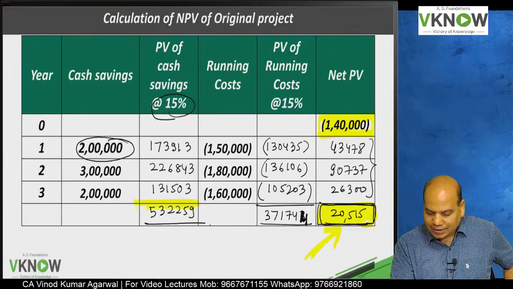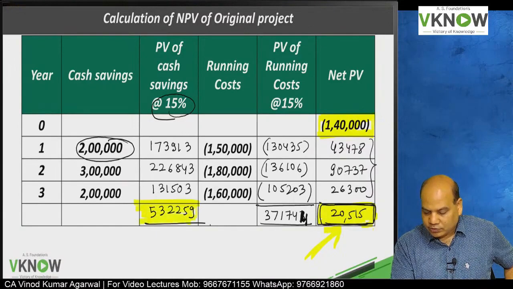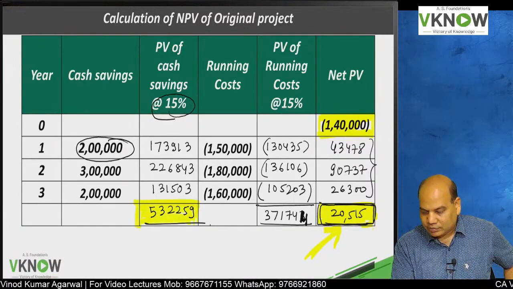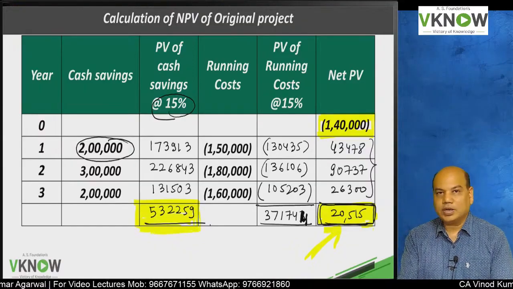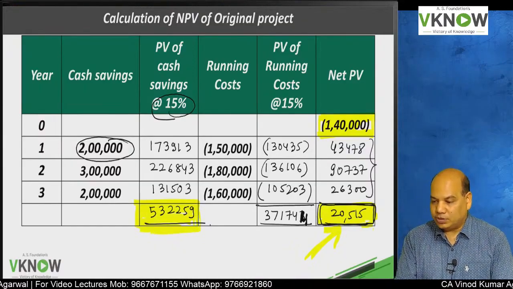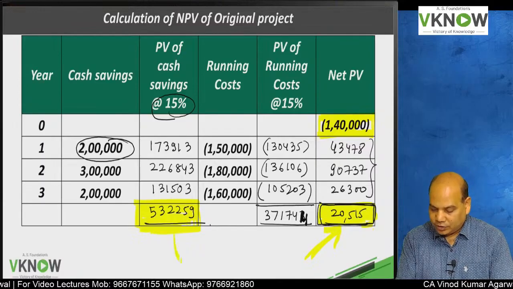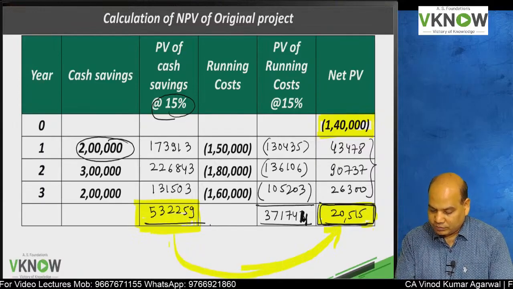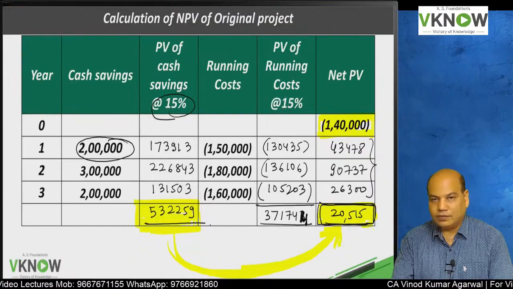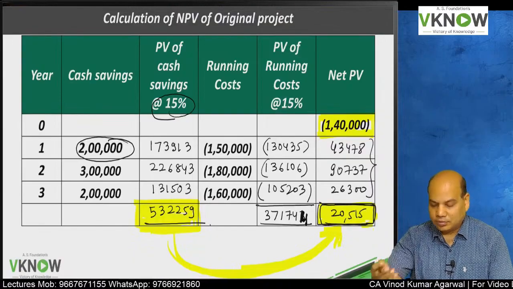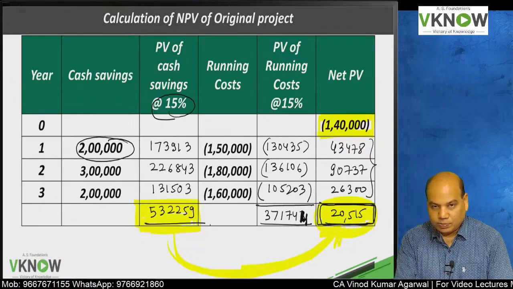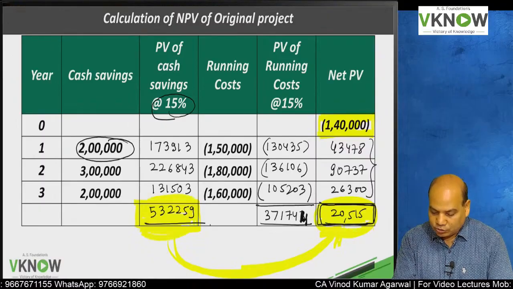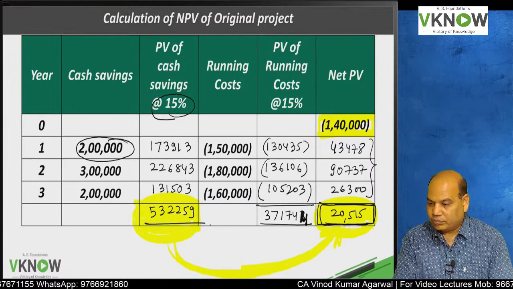For the cash saving, this is my PV of cash saving. If this reduces by 20,515, my NPV will be negative. So my margin of safety is 20,515 for PV of cash saving, and you have to divide by this number.